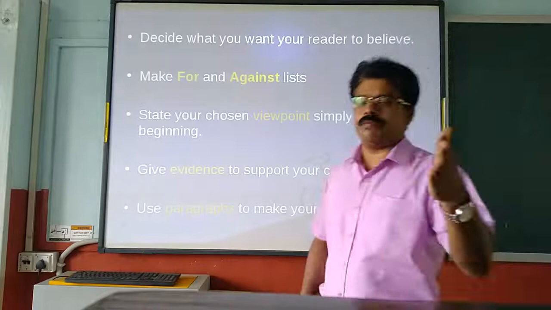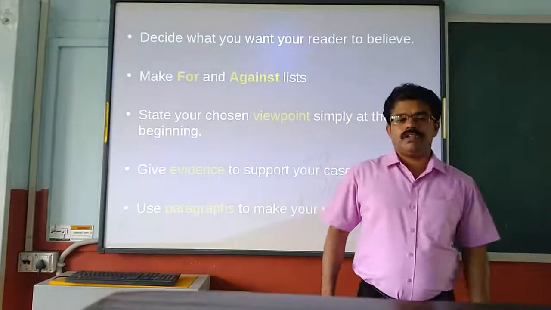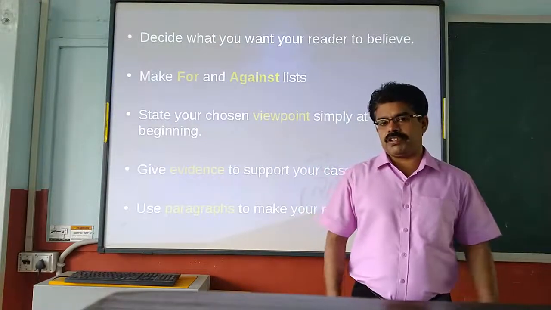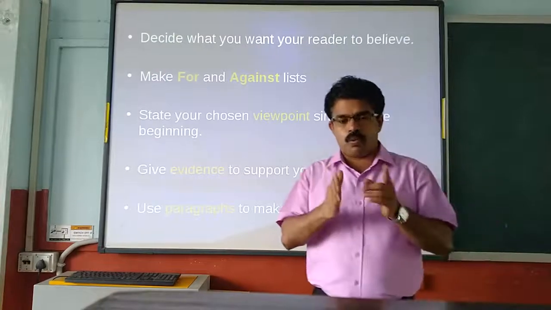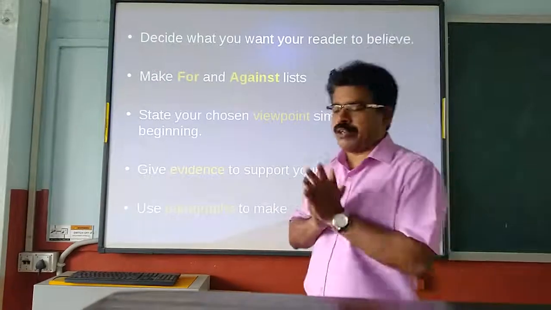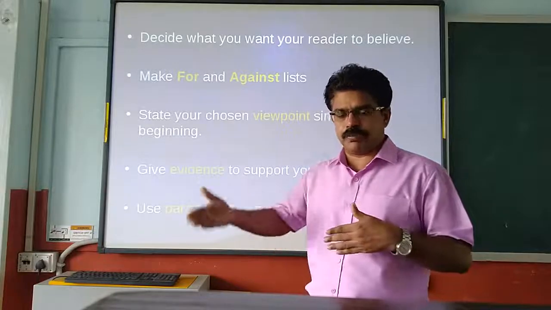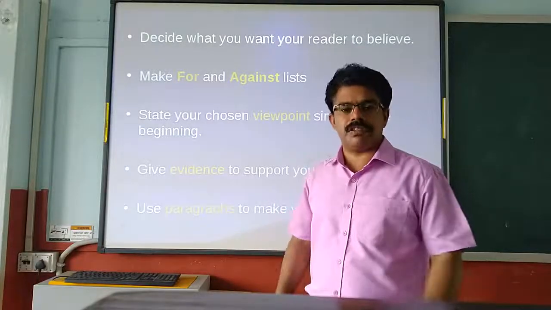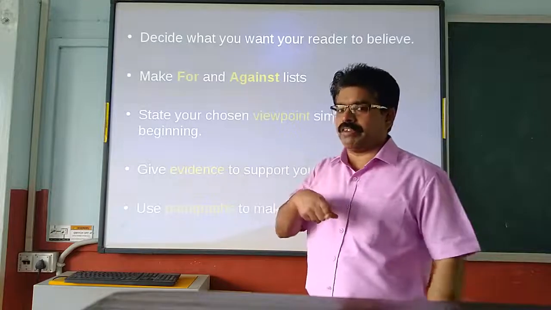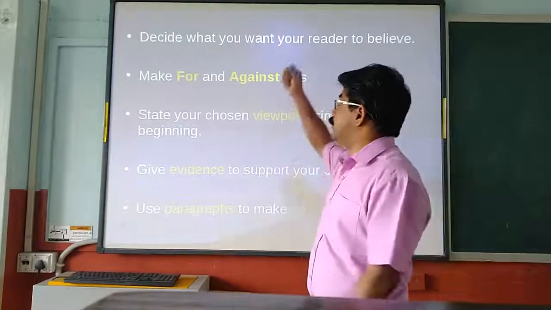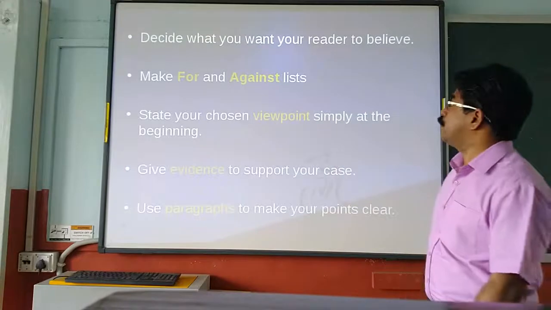Mark Antony, when he comes to give a speech, had a very difficult situation in which every crowd was against him. Now he had to speak in such a way that he turned all the friends of Caesar into his enemies. So he has to plan how to turn the people. That is, decide what you want your reader to believe.